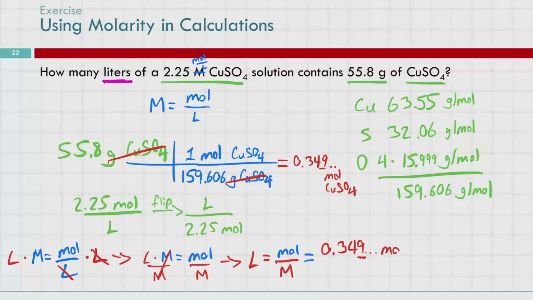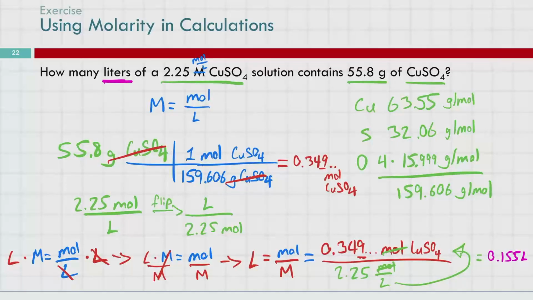Okay. Over 2.25 moles per liter. Liters flips to the top, moles gets canceled out. And the number of liters, 0.155 liters.